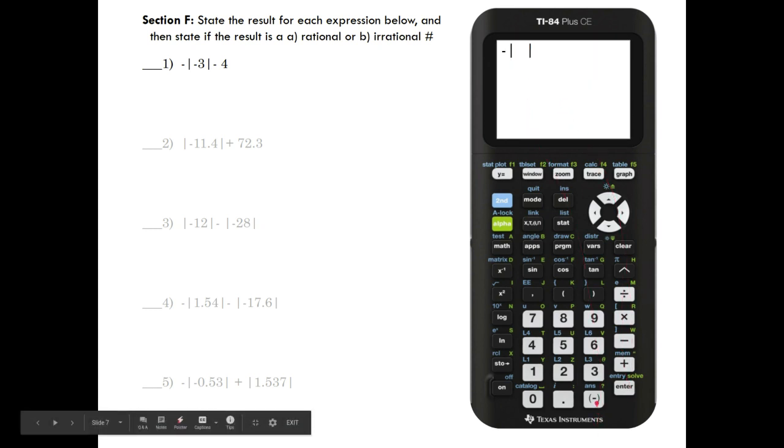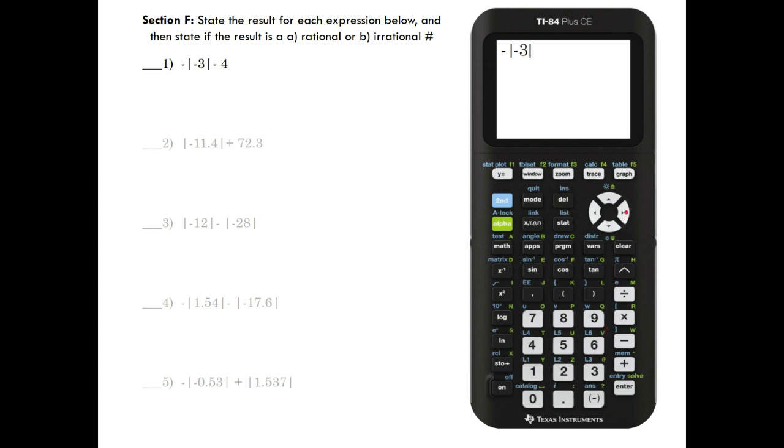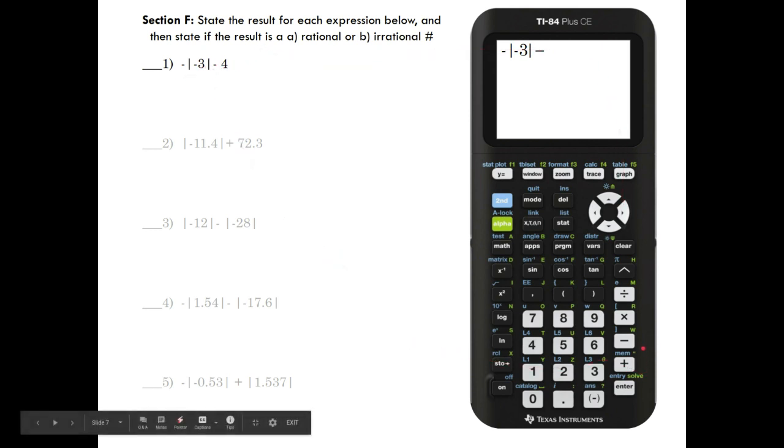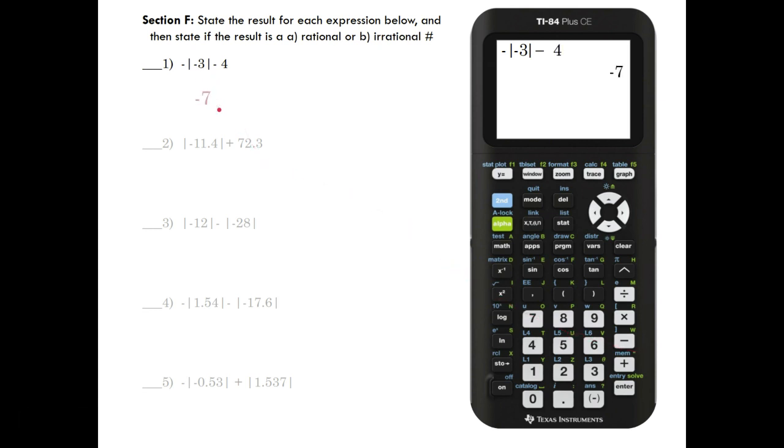You're going to write negative 3 inside the parallel lines, and then you're going to click to the right to get out of the parallel lines, and then you get the minus sign. This dash is the minus sign, so you write minus, and then 4, and then you click enter, and the answer is negative 7. You write negative 7 over here.